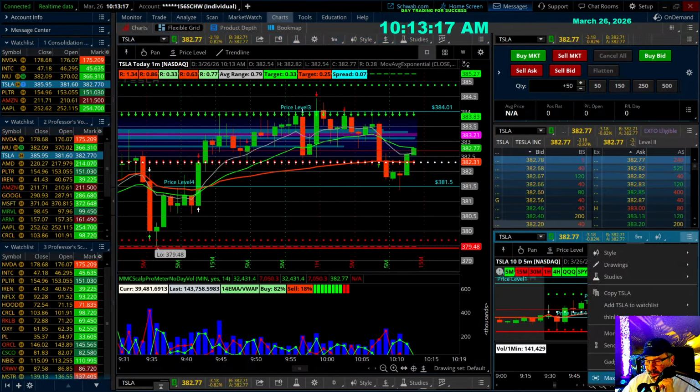Tesla's very close to its open. Was that its open? Well, open's down here. No, that was its open. Okay, so I'm right at that level. That's right, I figured that out already.